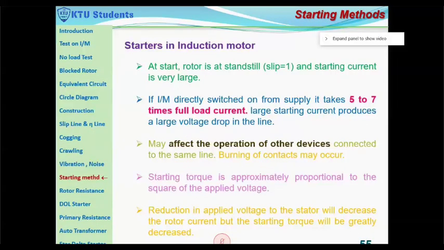Starters of an induction motor: at starting, the starting current will be very high. Normally it will take 5 to 7 times the full load current. So that will affect the operation of the other devices, and the starting torque will always be proportional to the square of the applied voltage.